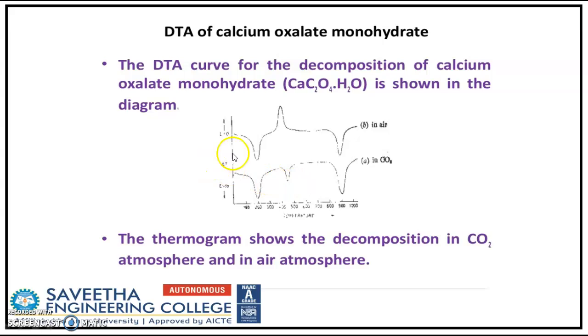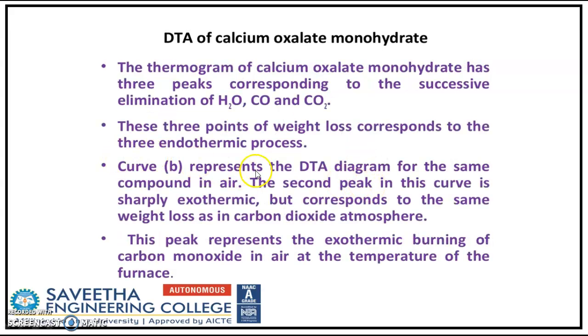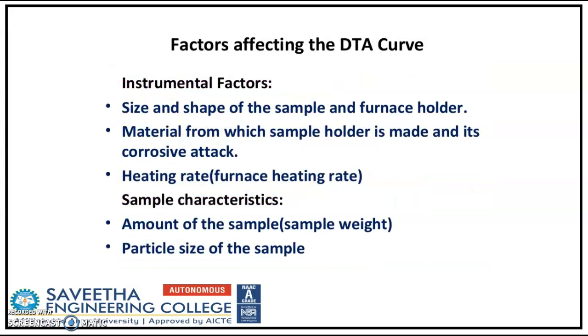And curve B represents the DTA diagram of the same compound in air. Here it shows a sharp exothermic peak. It corresponds to the same weight loss of carbon dioxide in the atmosphere. This peak represents the exothermic burning of carbon monoxide in air at the temperature of the furnace.